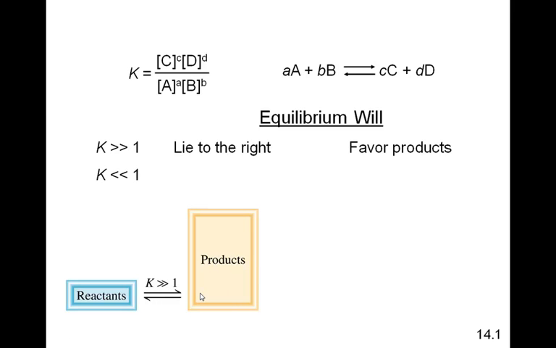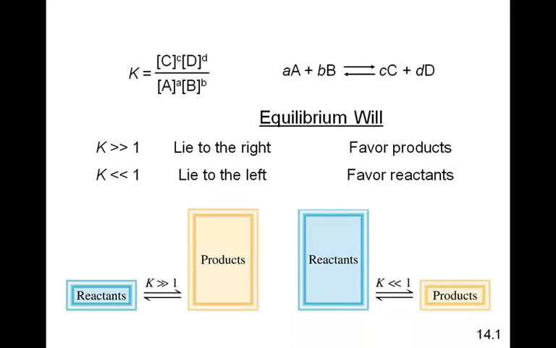When K is much, much less than 1, we say that it lies to the left and that it favors the reactants, so that the amount of reactants is much, much greater than the amount of products. That seems to make sense because this product is going to be small and this product is going to be large, so K comes out to be less than 1. When these are big, it means that it lies to the left and favors the reactants. So we'll still have an equilibrium, and there'll still be some C and some D, but there should be much more of A and B.